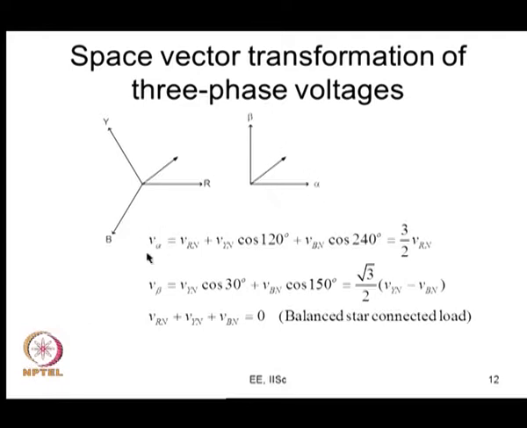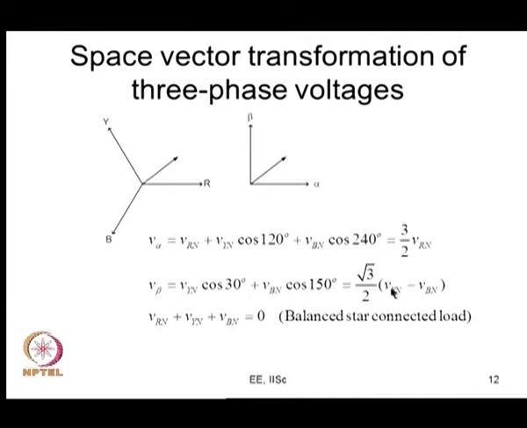You basically have your V alpha as VRN cos 0 plus VYN cos 120 plus VBN cos 240, and that becomes 3 by 2 times VRN when you have this condition VRN plus VYN plus VBN is equal to 0. And then you have this V beta is essentially VRN sin 0 which is 0, and VYN sin 120 which is same as VYN cos 30, plus VBN sin 240 which is same as VBN cos 150, and this becomes root 3 by 2 times VYN minus VBN.